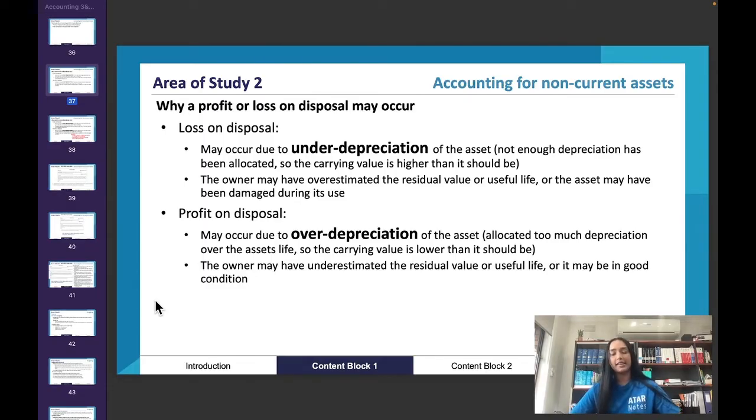On the other hand, if there's a profit on disposal, then this happens because of over depreciation. That means that the business calculated too much depreciation, more depreciation than they should have. And so the carrying value is lower than it should be. And this has two explanations. So once again, it may have incorrect estimations of the residual value or the useful life. They may have underestimated the residual value or the useful life. Or another explanation is that the non-current asset is in a better condition than what was expected.